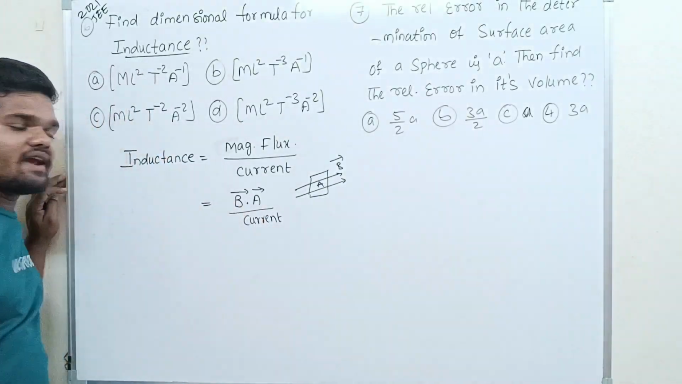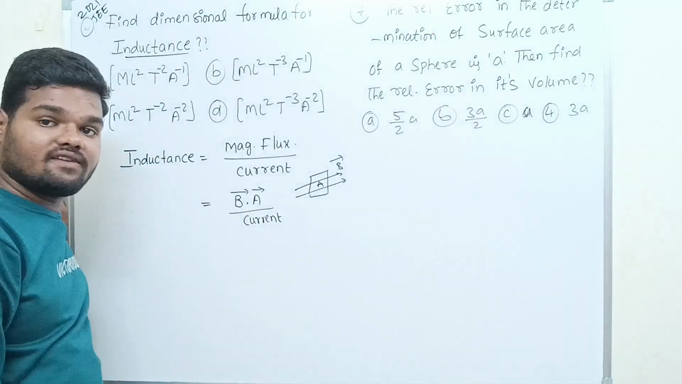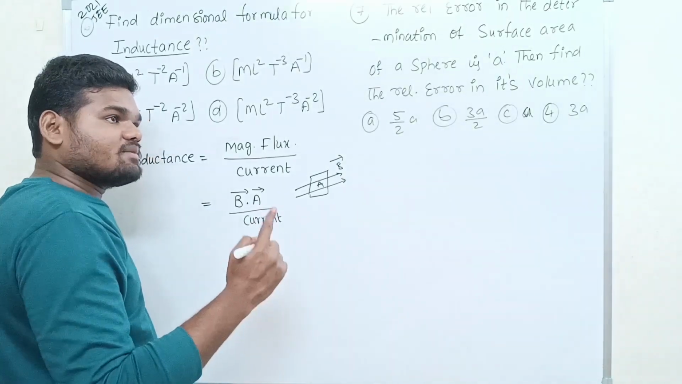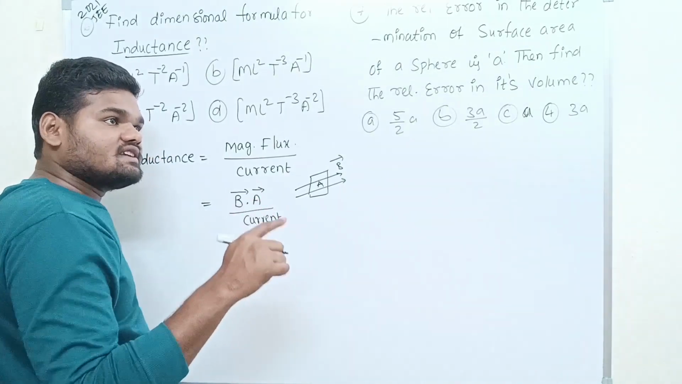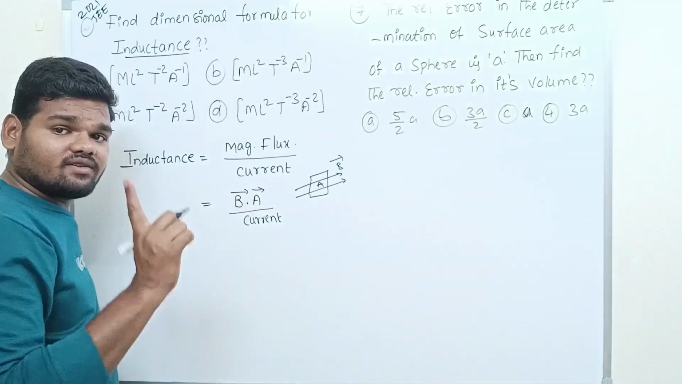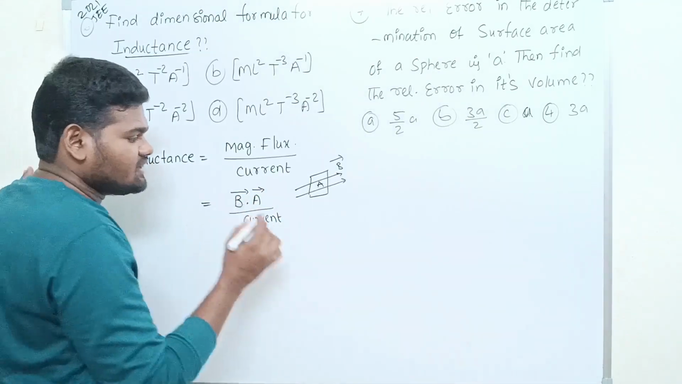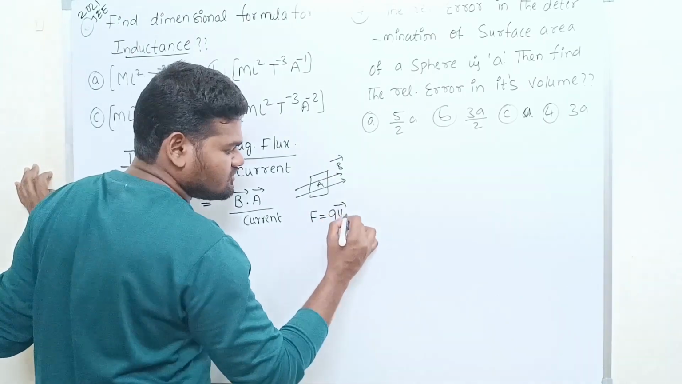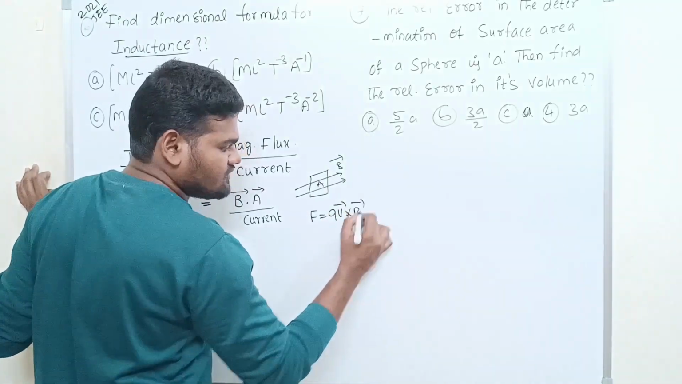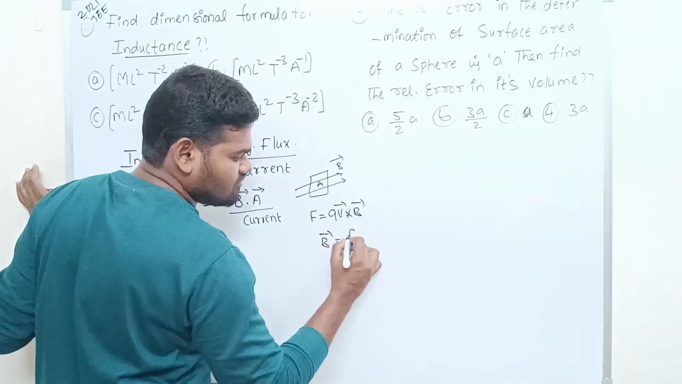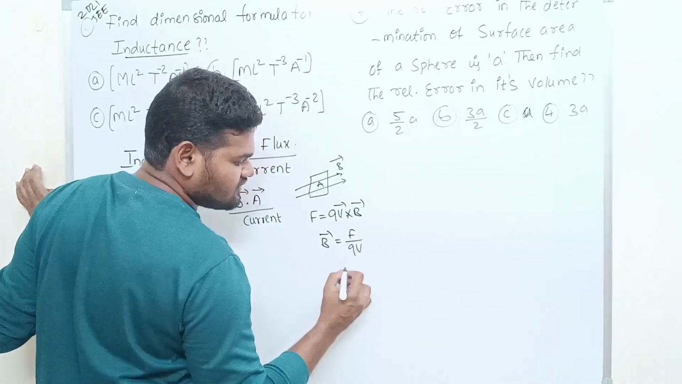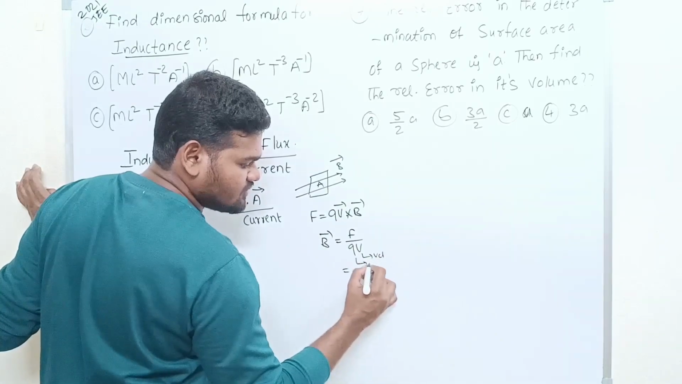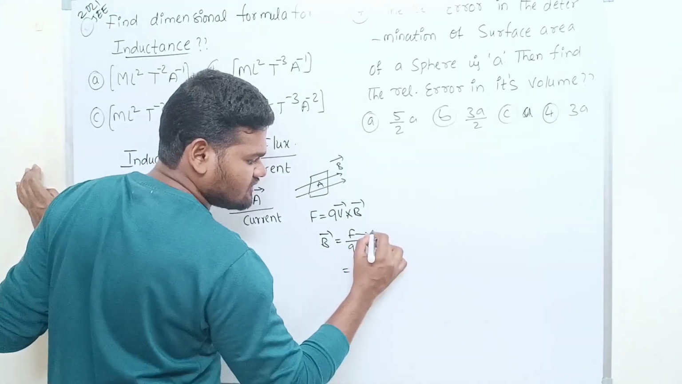So B is what? Magnetic field. We already covered this in a previous class, the units and dimensions class, number 0, 5 or 4, I don't know exactly. In that lecture I told you the dimensional formula of B bar. We can write F is equal to Q bar cross B bar, so B bar is equal to F by QV, where V is velocity, Q is charge, and F is force.